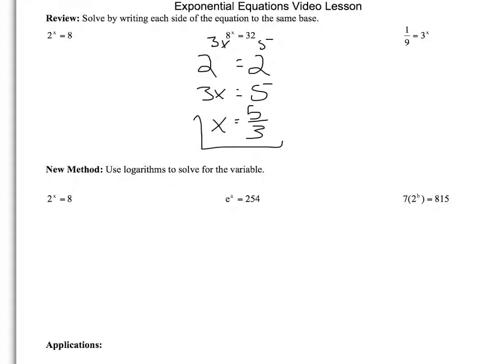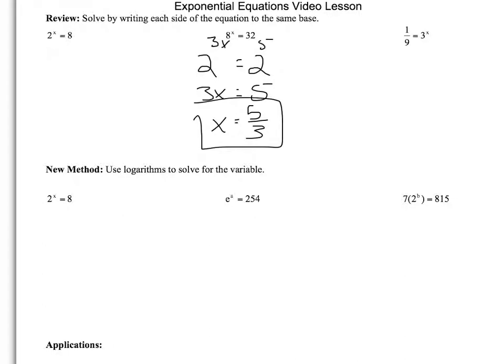The answer is yes. It'll be 2 to the third power times x. And then can you do 2 to another power to get to 32? The answer is yes, 2 to the fifth. Now that you have the same base, you set your exponents equal and solve for x by dividing by 3. So you'll get x equals 5/3.